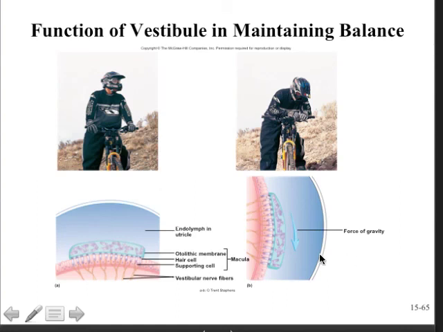And what you're looking at here is just the mechanism showing you how the vestibule operates in maintaining balance. So as you move your head, okay, the endolymph in the utricle moves. The otolithic membrane responds to gravity, and that force of gravity is what's going to move the hair cells, primarily their apical cilia. That's what produces the current via a generator potential, and that's what gets transmitted to the vestibular nerve of the vestibular branch of the vestibulocochlear nerve.